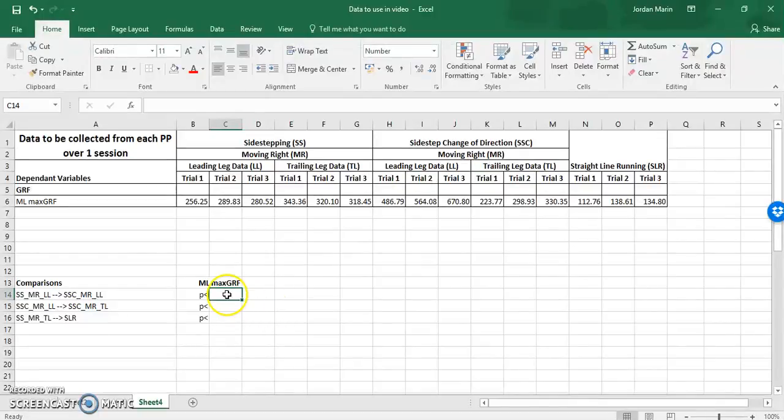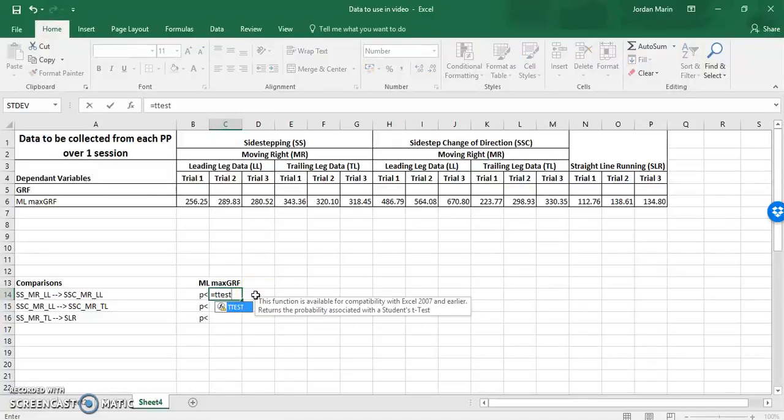To do a t-test in Excel, you type equals t-test, open brackets. This is asking you for the first set of data that you're comparing. As we said, sidestepping, moving right, leading leg. That's these 3 sets of data here. So we highlight those 3, comma, and then this is asking you for the second set of data. So we looked at sidestepping change, moving right, leading leg. Apologies, it's actually over here. Sorry, sidestepping change, moving right, leading leg. So it's these 3 trials here.